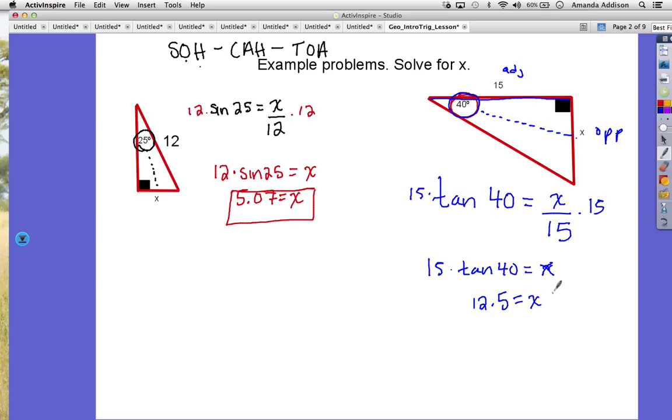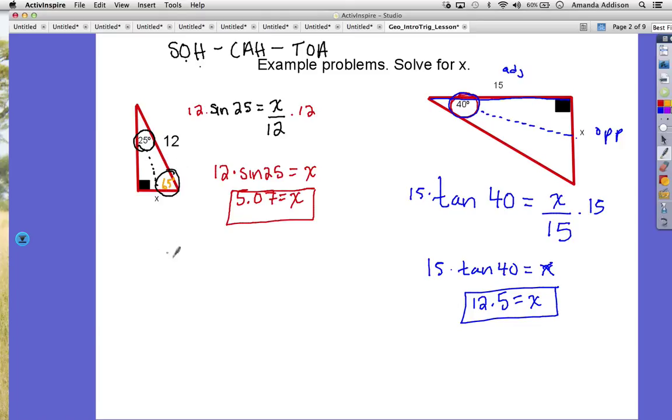I'm going to check my work by saying, can I use a different ratio and still get the same answer? What do I mean by that? Well, let's look back at the original triangle, the first one. If this angle is 25 degrees, that means the other angle would have to have been 65 degrees. So again, the ratio is all about the angle you're looking at.